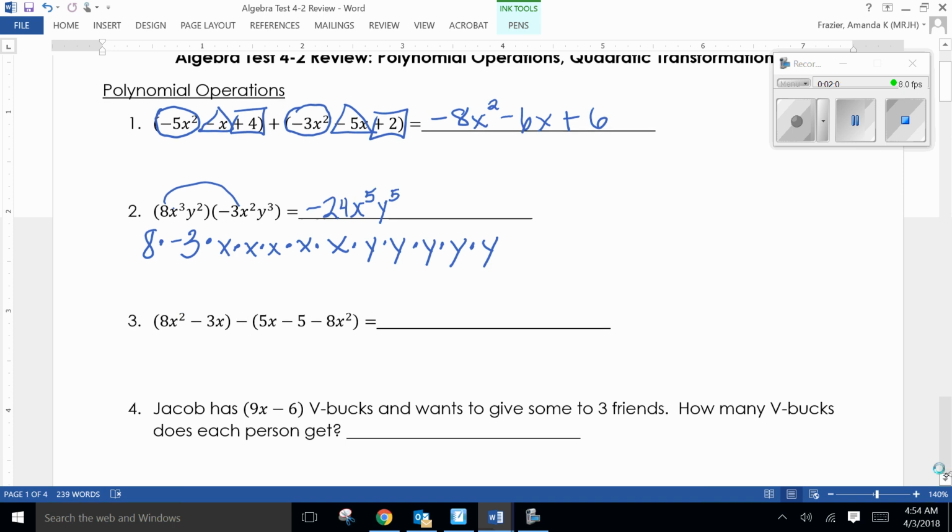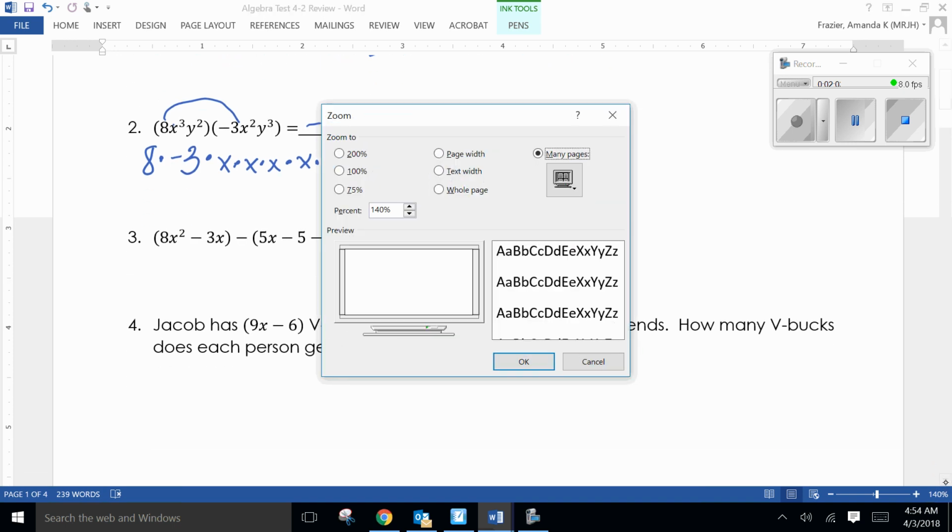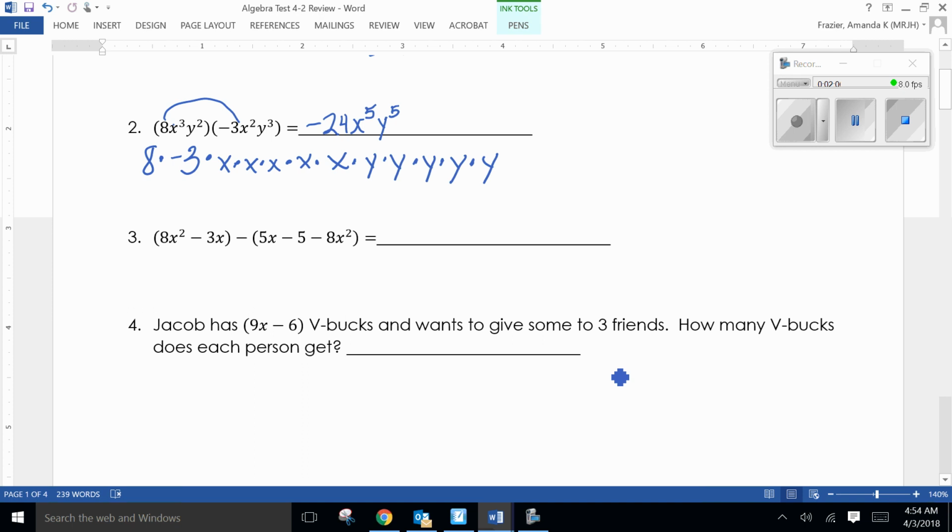Okay, so number 3. We are subtracting. So I find it helpful when I'm subtracting to bring this down and actually show that I'm subtracting each piece based on like terms. So I'm taking 8x squared. I'm going to rewrite over here. And I'm subtracting negative 8x squared. So if I subtract negative 8x squared, that's going to be like I'm adding 8x squared. So I can go ahead and write that.